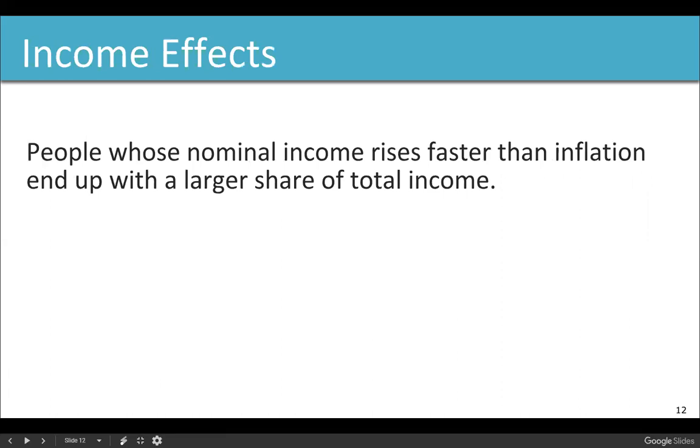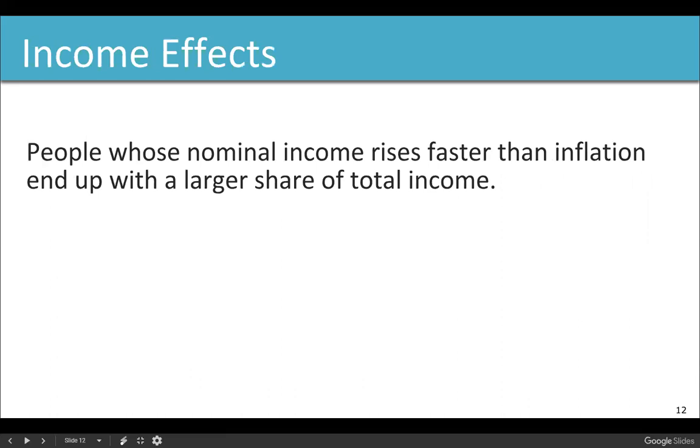This is kind of a bizarre one, so roll with me here. If your nominal income goes up faster than the inflation rate, that means your real income is going up. That means of the money out there, Jenny's now able to bring home more Dr Peppers this week than she could last week. She's got a bigger piece of the pie. So those people whose incomes are going up faster than inflation are getting a bigger piece of the pie.